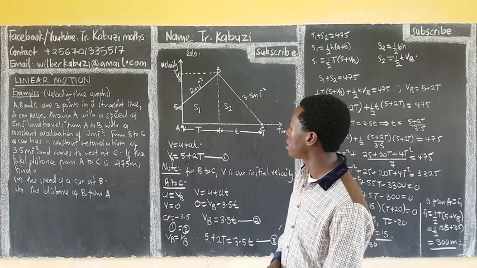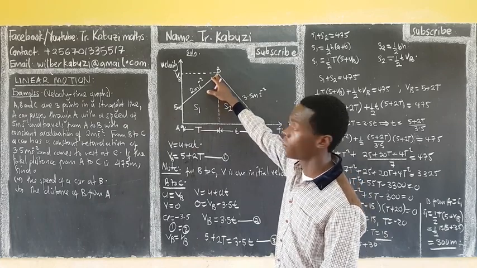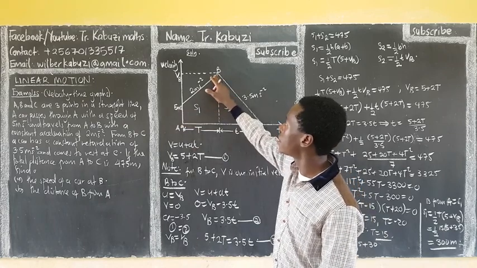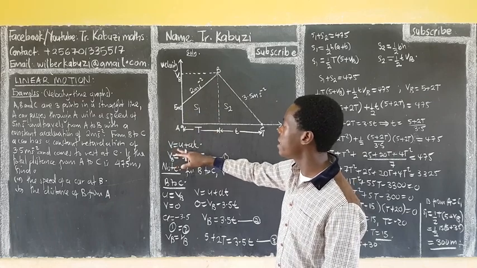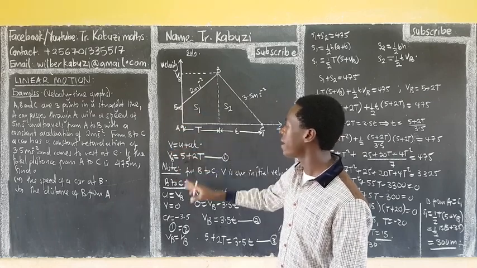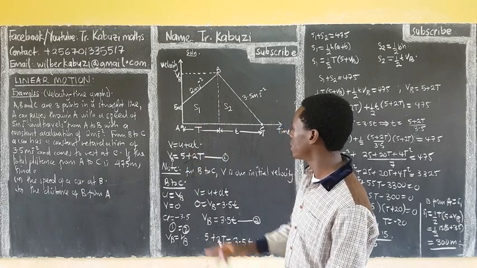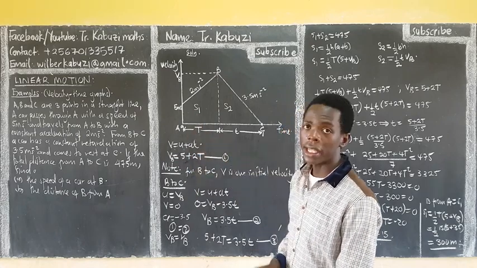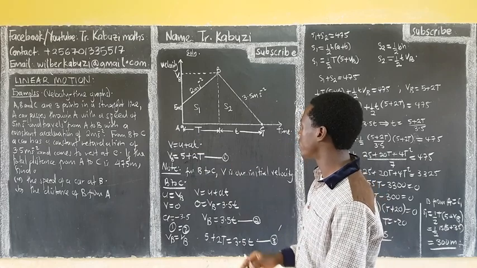My VB, from A to B, is going to be the final velocity. That's why from here my final velocity is VB, then the initial is 5, then the acceleration is 2, then the time from here up to here I'm calling capital T. I call this note 1.